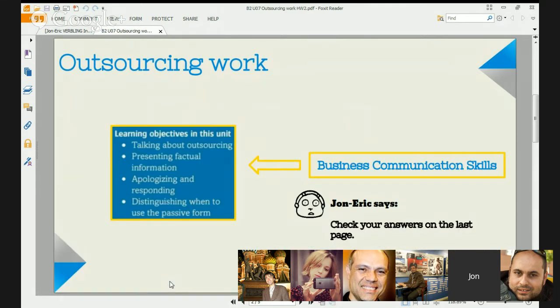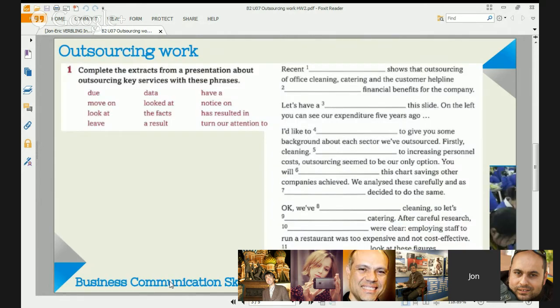So let's start here. We're going to review presenting factual information. And what we've got is a kind of a presentation. So you have to complete the fill in the blanks from a presentation by using the presentations about key services. Okay, you've got your choices there on the right side. Move, do to, move on, look at, leave, data, looked at, the facts, the result, have a, notice on, has resulted in, turn our attention to.